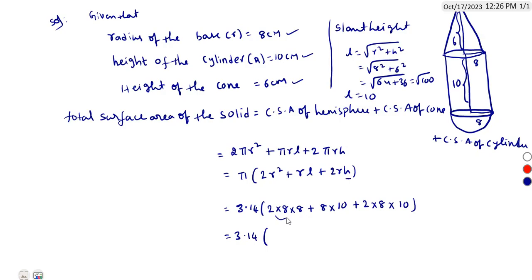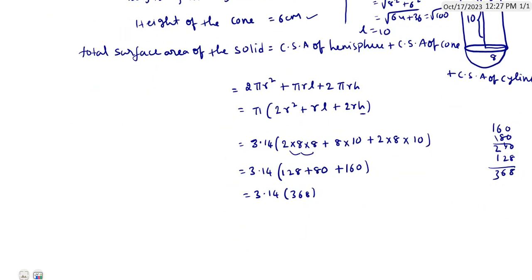Now see, 3.14 times: 2 8s are 16, 16 8s are 128, plus 8 10s are 80, plus 2 8s are 16, 16 into 10 is 160. So we add this total: 160 plus 80 is 240, and 128 gives 368. Now these two multiply: 3.14 into 368.